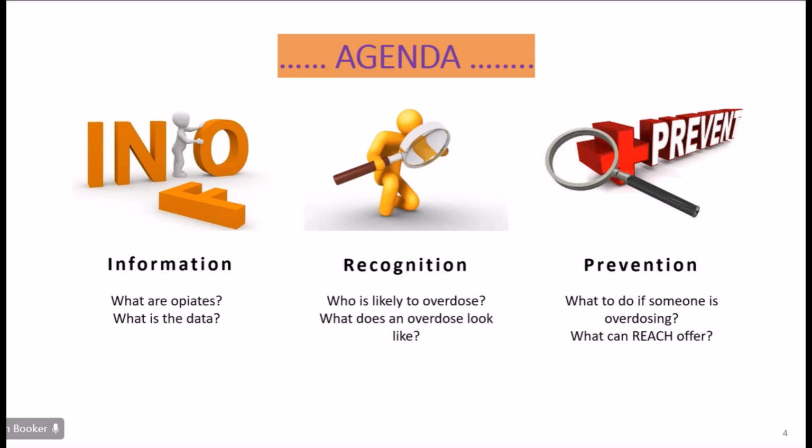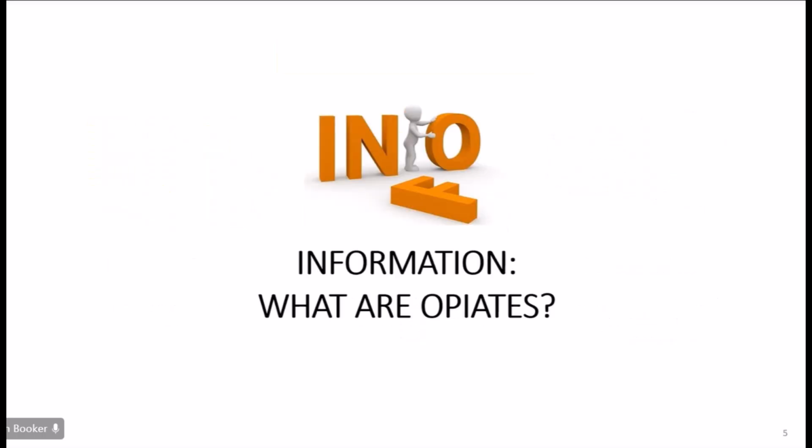Today's agenda is an information section about what are opiates and what is the data, a recognition section, who is likely to overdose and what does an overdose look like, and a prevention section, what to do if someone is overdosing and what do REACH offer. What are opiates?